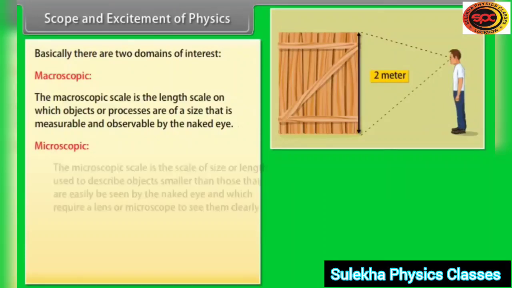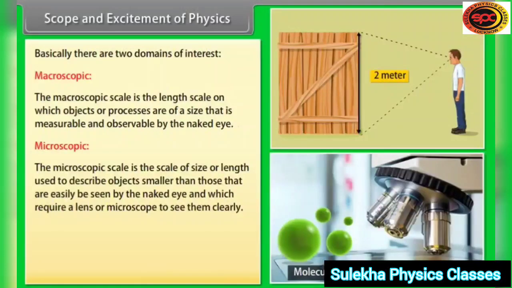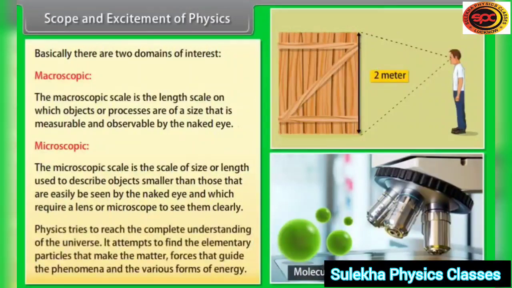Microscopic. The microscopic scale is the scale of size or length used to describe objects smaller than those that can easily be seen by the naked eye and which require a lens or microscope to see them clearly. Physics tries to reach a complete understanding of the universe. It attempts to find the elementary particles that make up matter, the forces that guide the phenomena, and the various forms of energy.